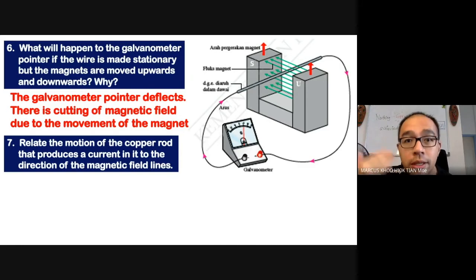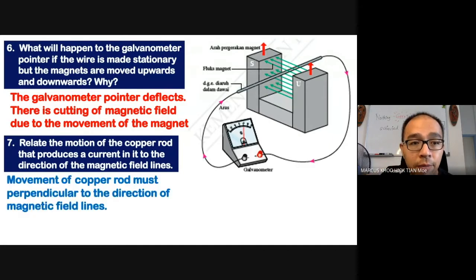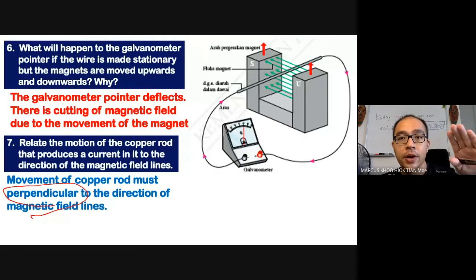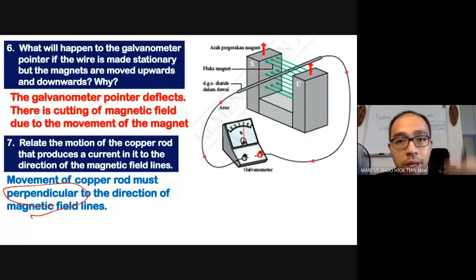Okay, so in order to produce a deflection in the galvanometer, relate the motion of the copper rod that produces a current in it to the direction of the magnetic field lines. The movement of the copper rod must be perpendicular to the direction of the magnetic field lines. Very important thing. It cannot be parallel. Okay, it must be perpendicular, especially if you want to produce a big current. You want to make sure that the wire is cutting it perpendicularly.